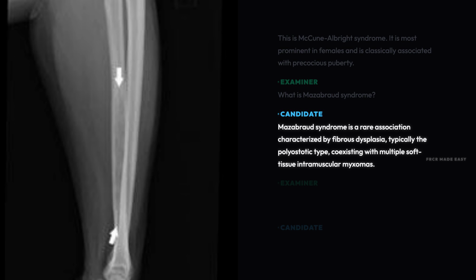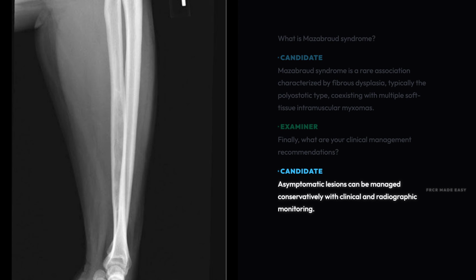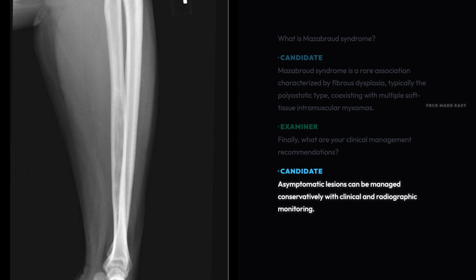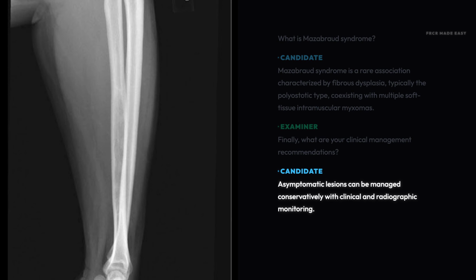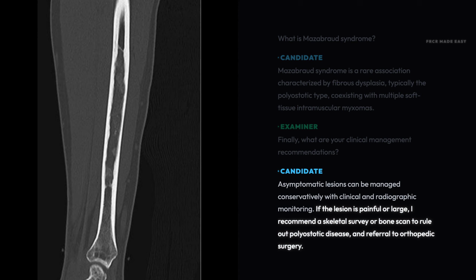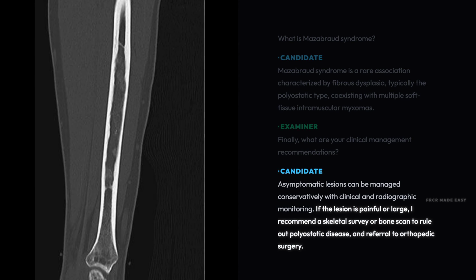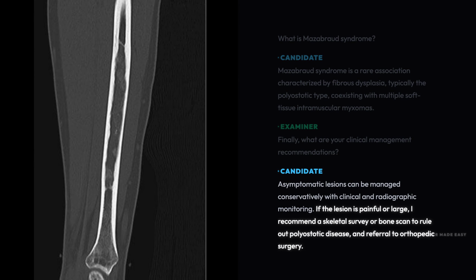multiple soft tissue intramuscular myxomas. Finally, what are your clinical management recommendations? Asymptomatic lesions can be managed conservatively with clinical and radiographic monitoring. If the lesion is painful or large, I recommend a skeletal survey or bone scan to rule out polyostotic disease and referral to orthopedic surgery.